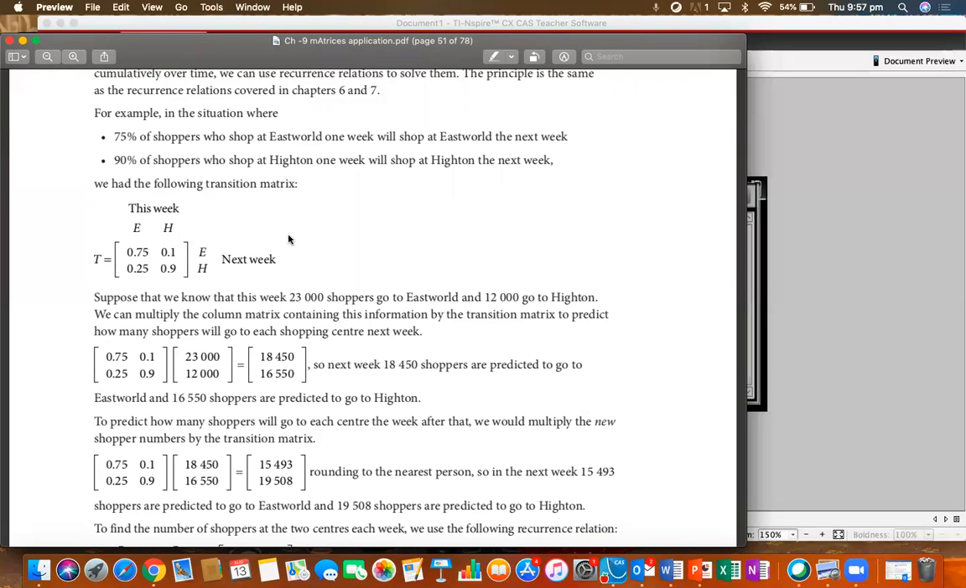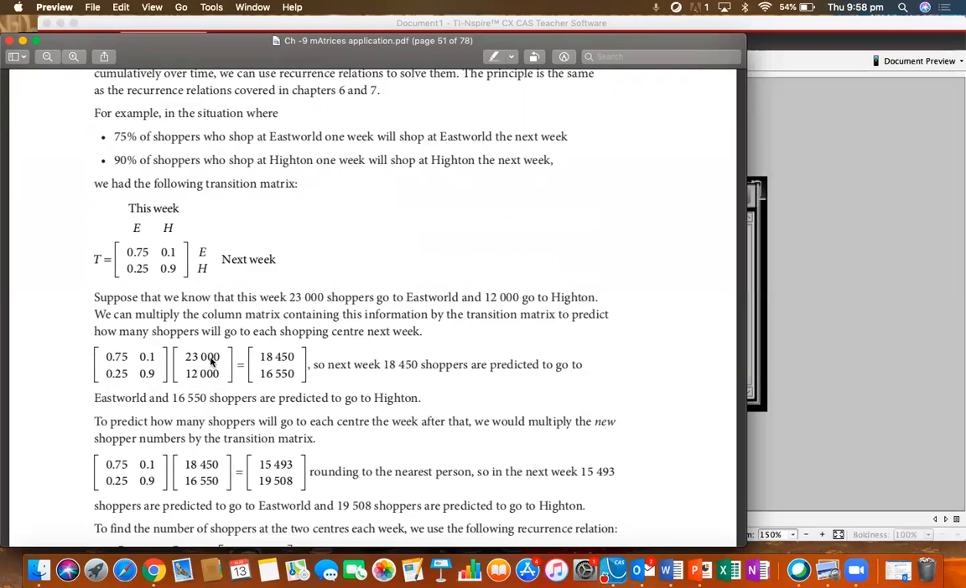So what happens if we have to make some predictions out of this? Just assume this week 23,000 shoppers go to Eastworld and 12,000 go to Highton. So we have got a new matrix now with 23,000, because E is first, so we put Eastworld first here, and then for Highton, it's 12,000 here.